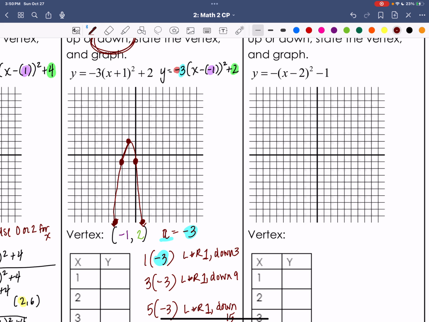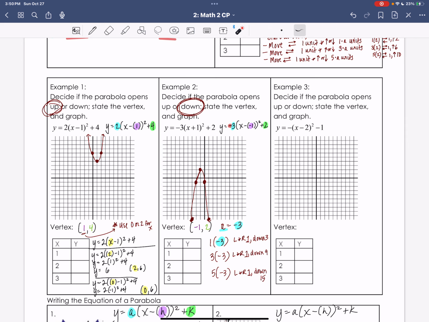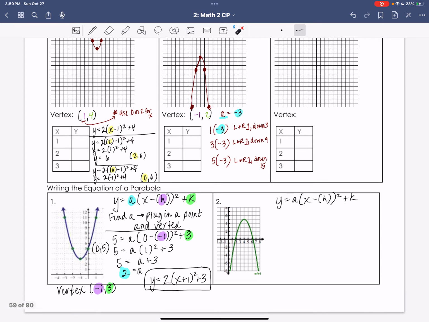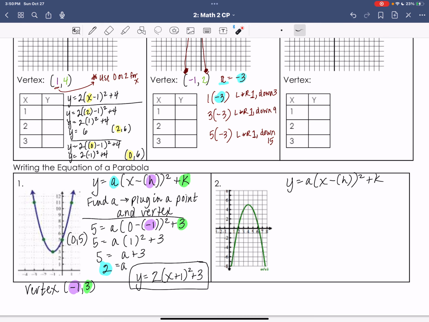All right. Now, what you're going to do is you're going to do this problem. And I don't care which way you want to do, but you do need to know how to substitute in values, but this is more of a shortcut, the 1A, 3A, 5A. All right, and last, we have writing the equation of the parabola.